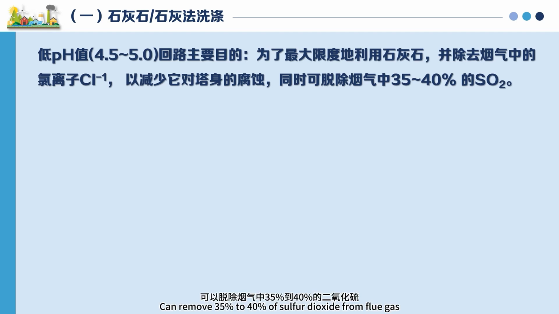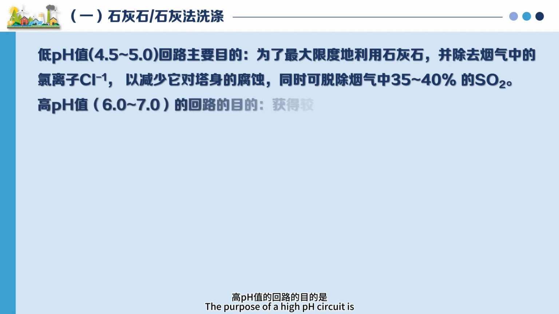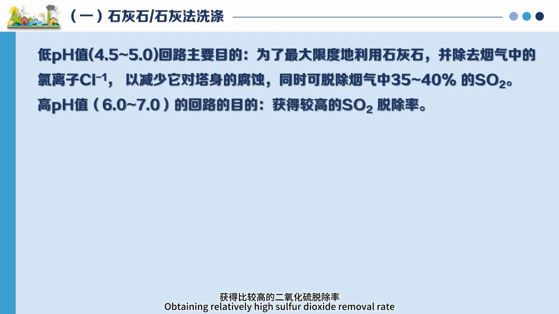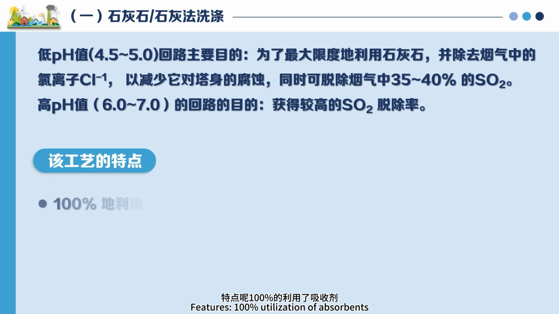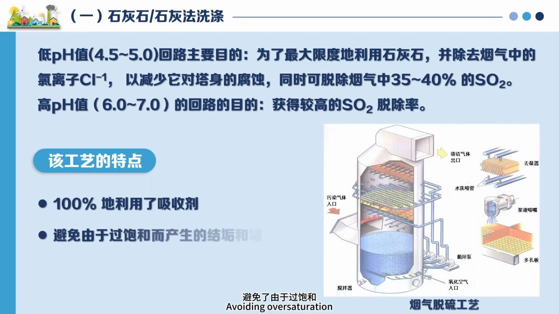Meanwhile, it can remove 35% to 40% of sulfur dioxide from flue gas. The purpose of the high pH circuit is obtaining a relatively high sulfur dioxide removal rate. Features: 100% utilization of absorbents, avoiding oversaturation and the resulting scaling and blockage issues.